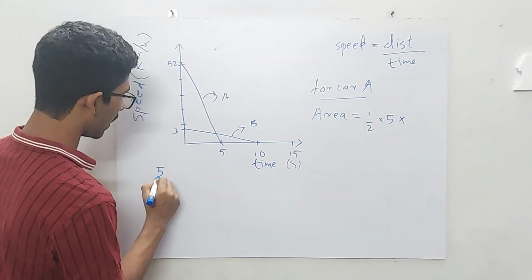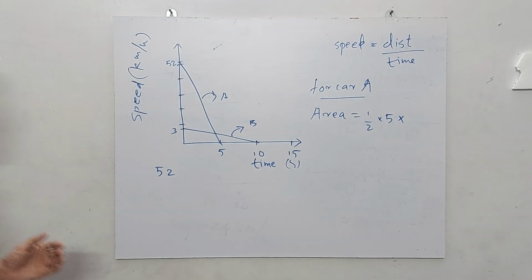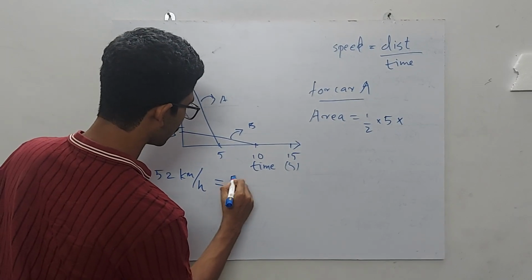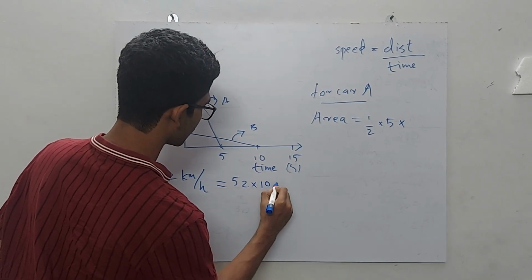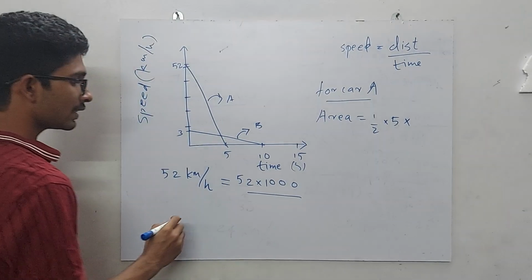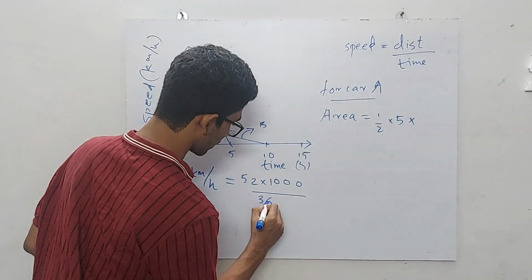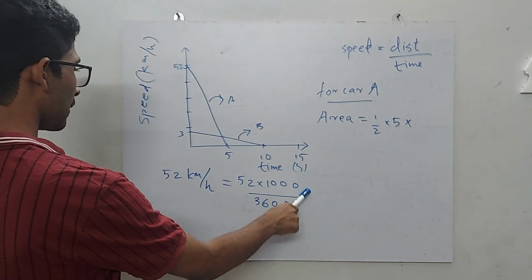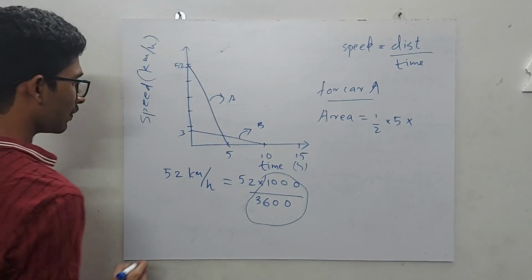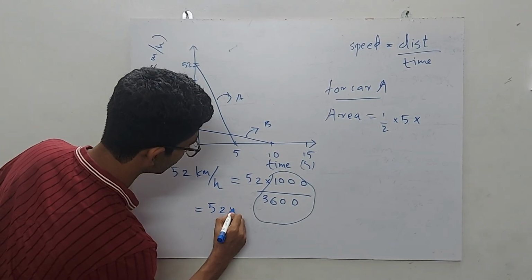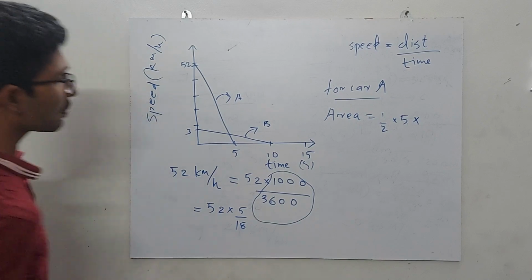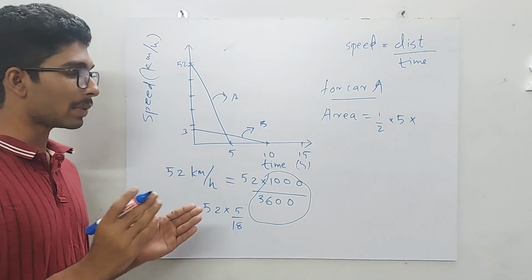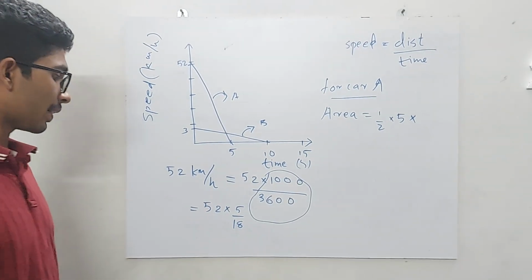So 52 km per hour. How do you convert kilometer per hour into meter per second? 52 km per hour would be equal to 52 into 1000 divided by 3600 seconds, since 1 hour is equivalent to 3600 seconds. This calculation will give us the speed in meter per second. If we simplify this term, it would be 5 by 18. Just remember this, because in many questions the speed value will be given in kilometer per hour, but in calculation we might have to use meter per second. So just remember this conversion.